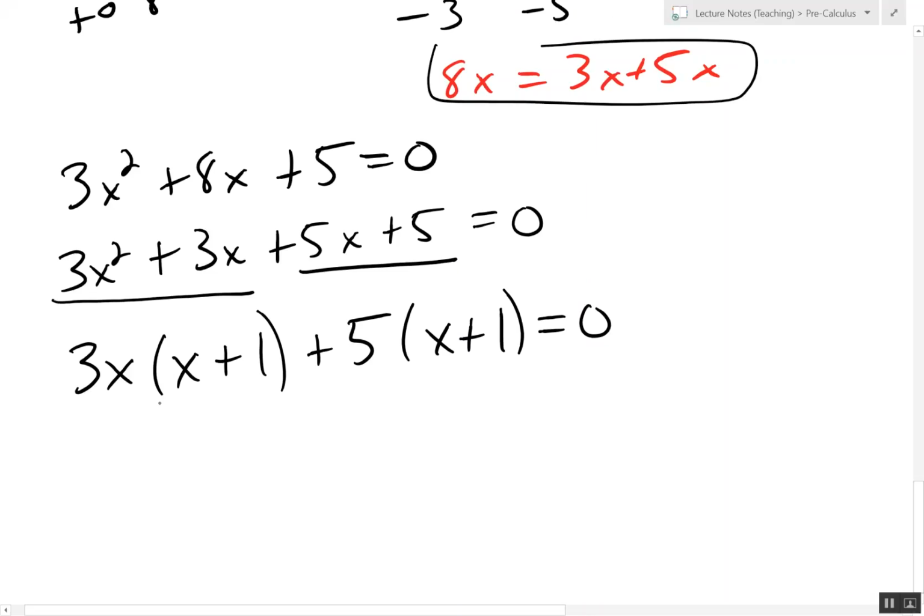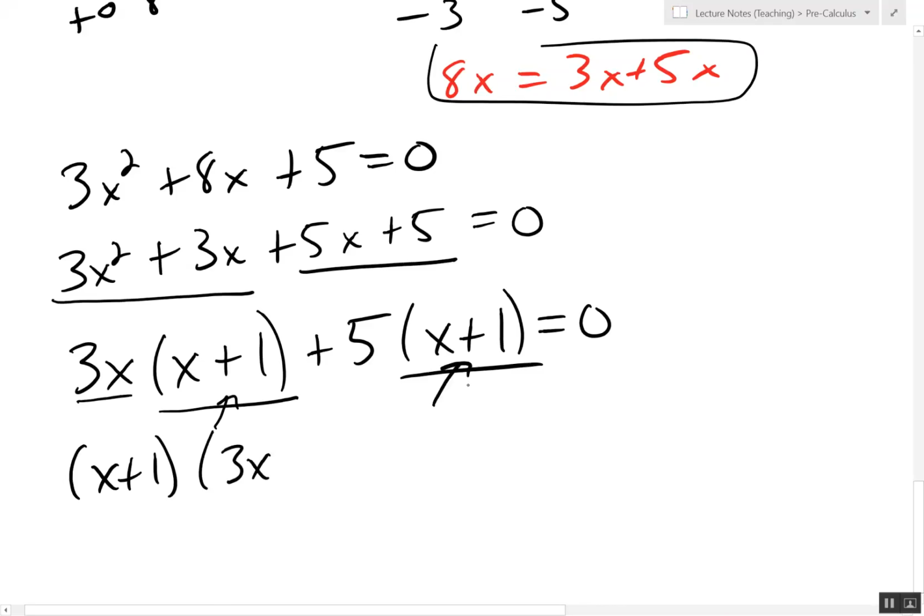And notice that now the sum with 2 terms have a common factor involved, which is the expression x plus 1. So now we can factor out the x plus 1. And what's left behind? Well, we factored this term out, that leaves behind the 3x. We factored out that term, so that leaves behind the 5. And notice how now this gives us a product of two things equal to 0.